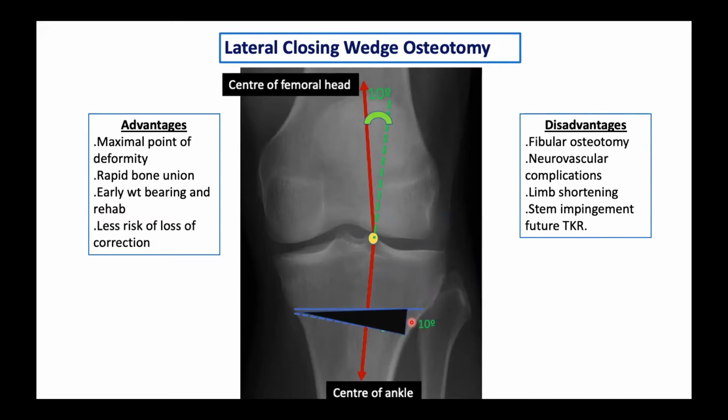And of course, there are certain disadvantages that come with this. A fibular osteotomy may have to be done. So there are 2 osteotomies required, unlike in the medial opening wedge. And neurovascular complications may occur because this is the area where the common peroneal nerve passes. So we may encounter neurovascular compromise, and limb shortening may be present. And in case of future total knee replacement, the stem may impinge here, because this goes this way towards lateral. So the stem of the prosthesis may impinge on the medial cortex.